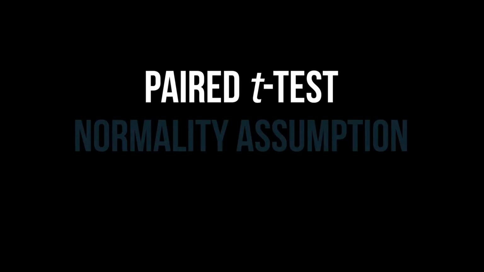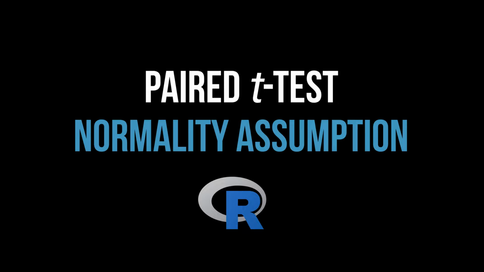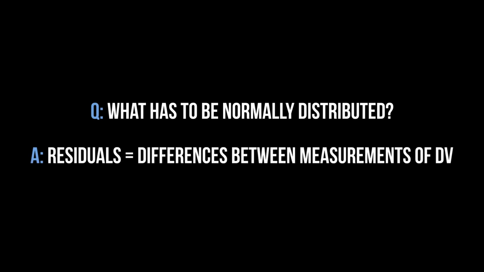This video shows how to test the normality assumption as a requirement for the paired sample t-test. First question: what has to be approximately normally distributed? The residuals. Here, residuals are the difference between the two measurements for each individual. They need to be calculated first and saved into a vector to further work with it.